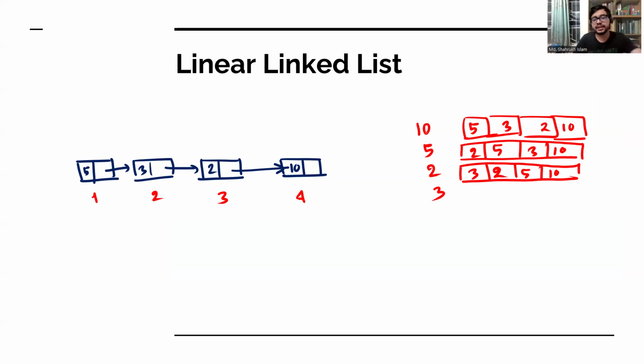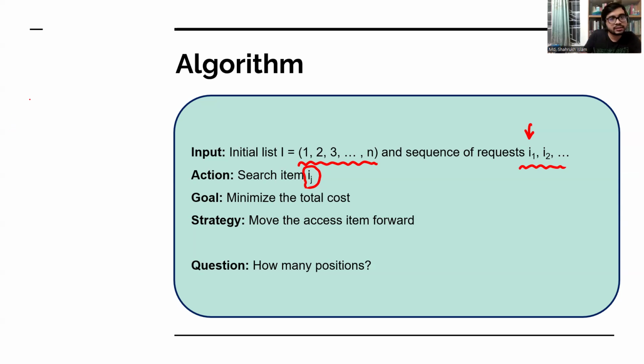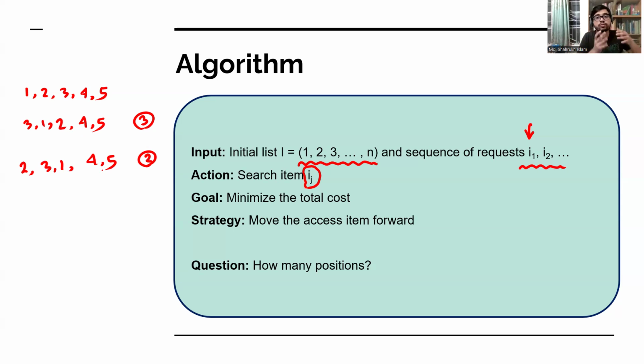If we want to access 10, let me create another list. Let's say 1, 2, 3, 4, 5. So for example, you are querying 3, and if you want to move it to the beginning, it will look like this: 3, 1, 2, 4, 5. Then for example, you are querying 2, then it will look like this: 2, 3, 1, 4, and 5.